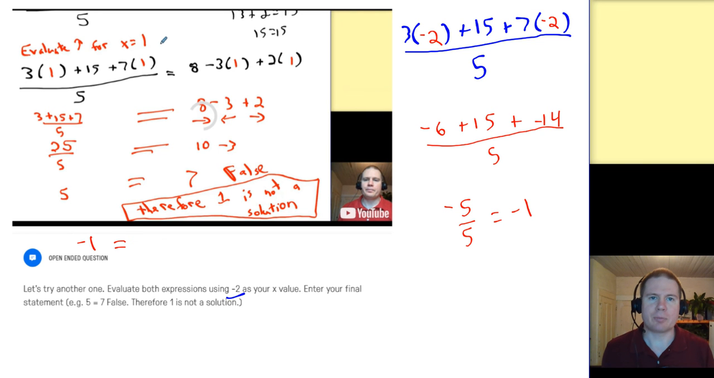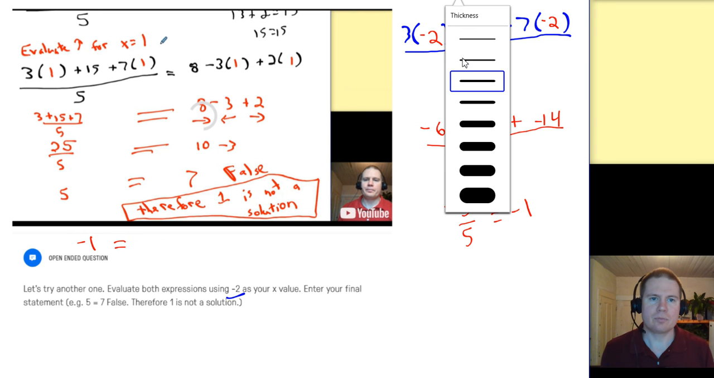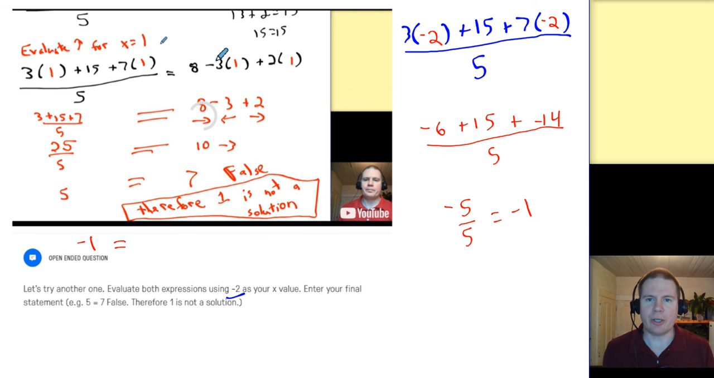For the right expression, that was 8 minus 3x plus 2x. And so I'm going to pop my -1 in there. I'm sorry, not -1, -2. There we go. All right, this was 1. Now I'm using -2. So pop my -2 in there.